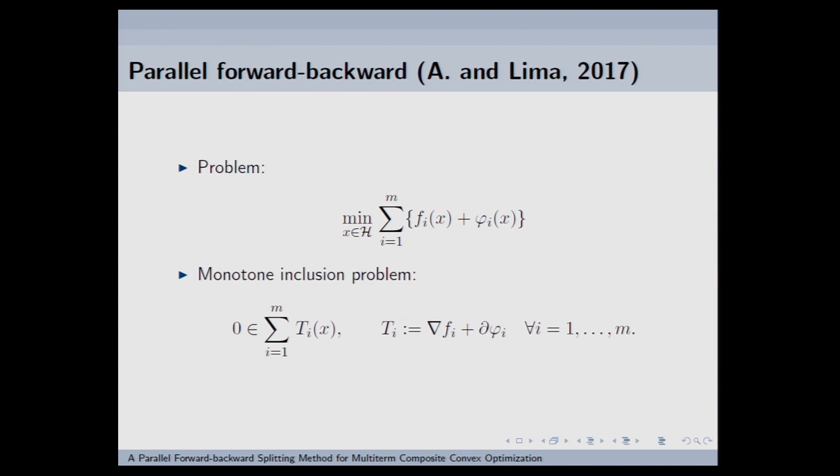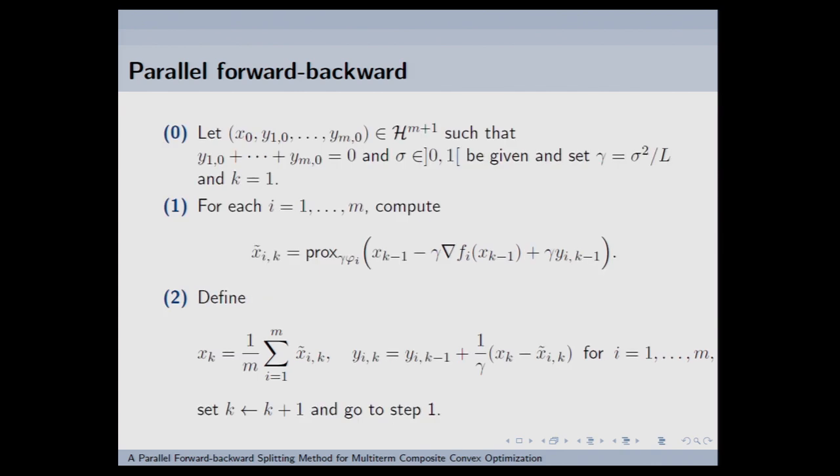Okay, so our problem: minimize a sum of f_i plus phi_i. This is to find a zero of this maximal monotone operator. And this is what I promised you in the title. This is a forward-backward.